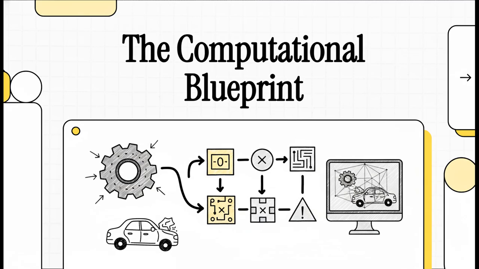So how do we do it? How do we predict the stress on a metal gear before it's even made? Or figure out what happens with a car crash without actually crashing a car? Well, the answer is this incredible process of translation. We literally have to teach a computer to understand the physical world. And today, we're going to unpack the computational blueprint that makes all of that possible.